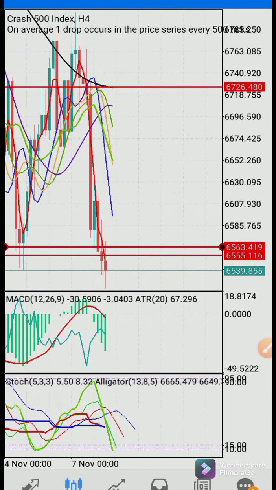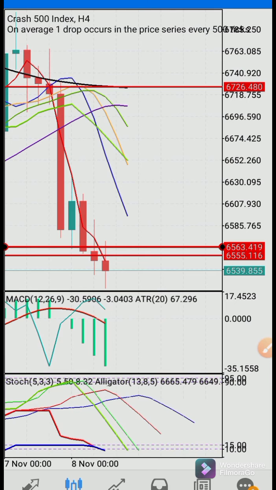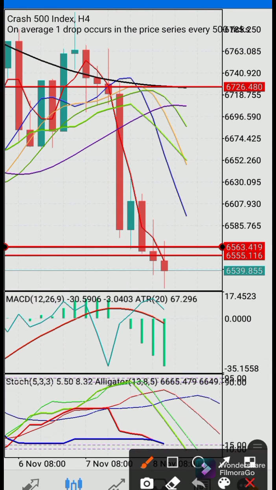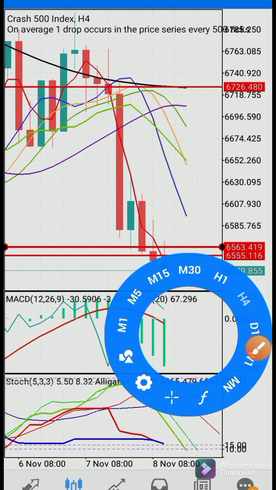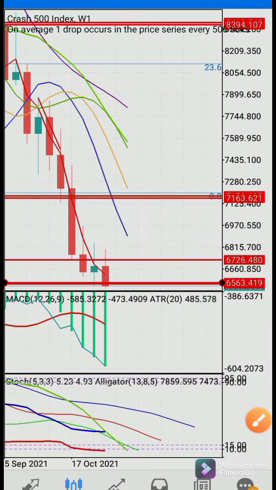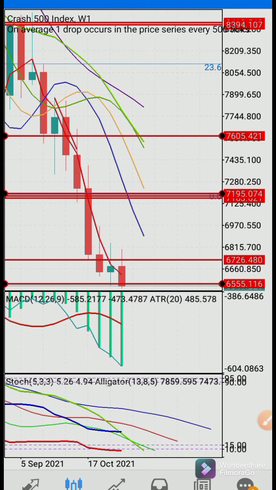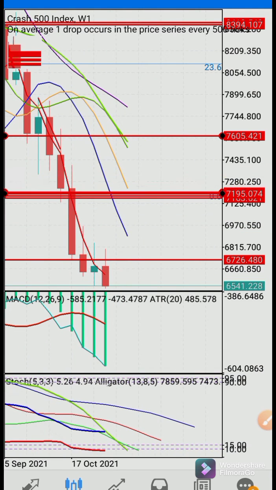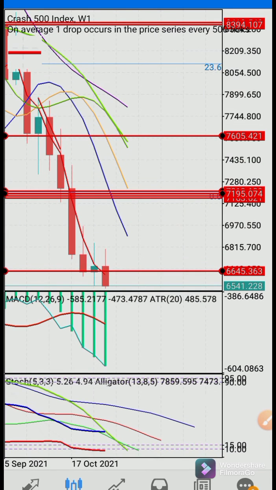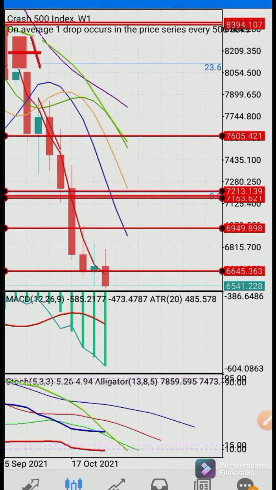So for Crash 500, you can see there was a rejection here. That's why I tell you it's a two-way scenario. There was a rejection here on the 4 hours chart. But let's check the weekly chart and see the bigger picture first. You see, on the weekly chart, the market is currently going down. And that's the exact anticipation I was even about to tell you too. Because you see how this is where the market closed for the last week.